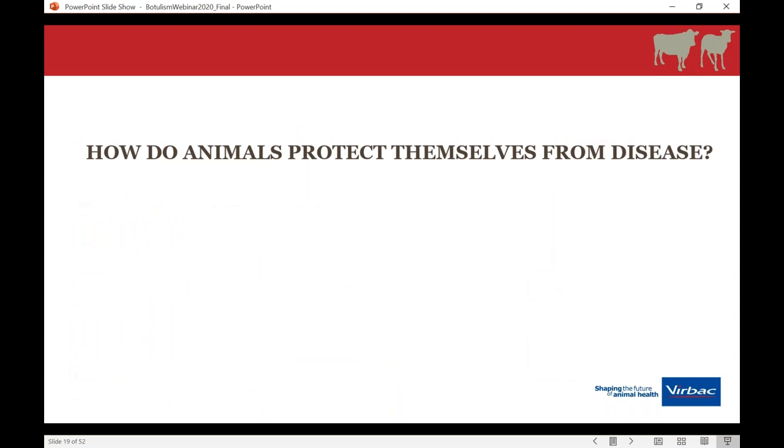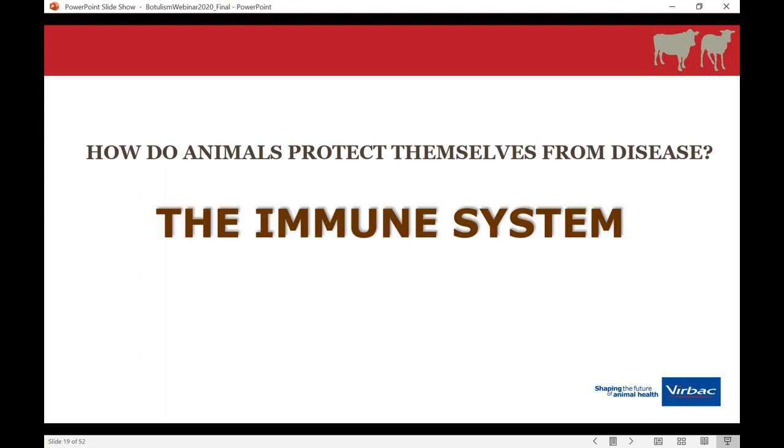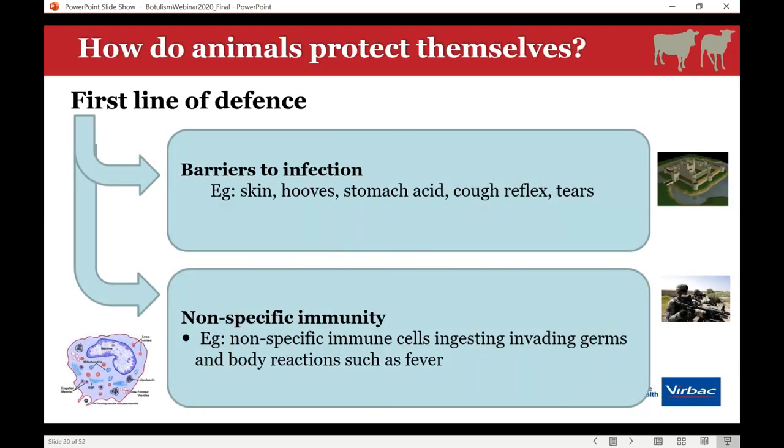So that leads to a concept, well, how on earth do animals manage to protect themselves against botulism, whether we help them or whether they survive themselves? And that is, of course, through what we call their immune system. It's important to have a quick look to remind ourselves, or for the first time, to think about how cattle and also ourselves protect ourselves from disease. And it's best to think about this as a number of layers of defense.